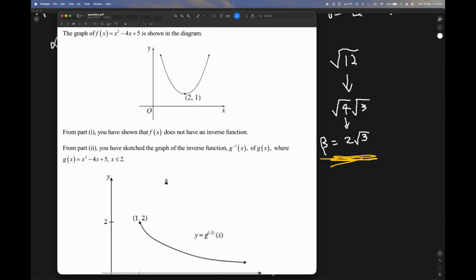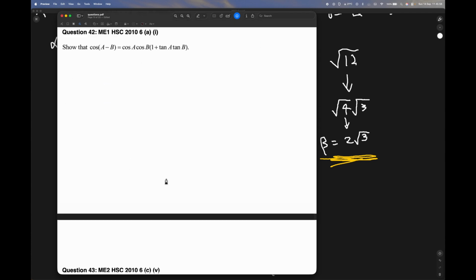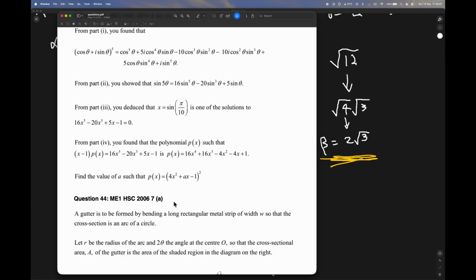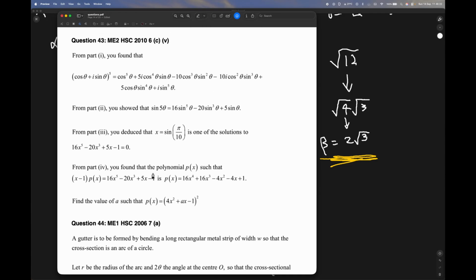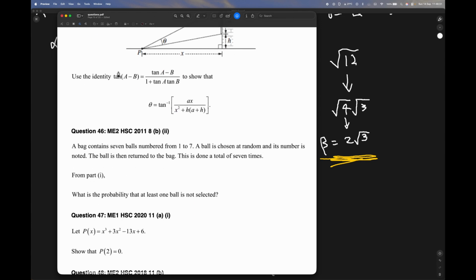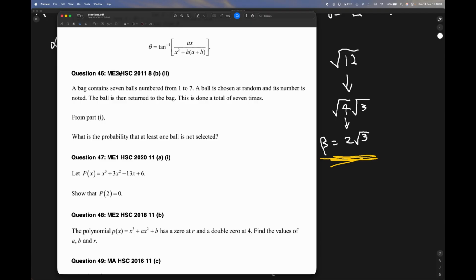There's another polynomial. Math extension 2. We shall not be embarking on that journey. Okay, this is an easy one. Question 24.